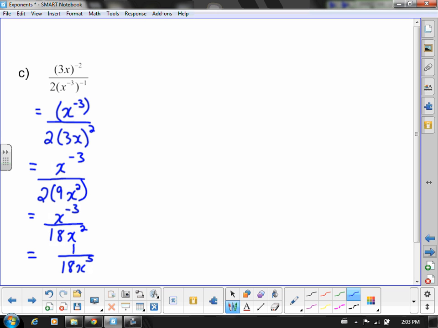Now, there are other ways of doing this. You could bring the exponents in to start off with. There are multiple ways of working it out.